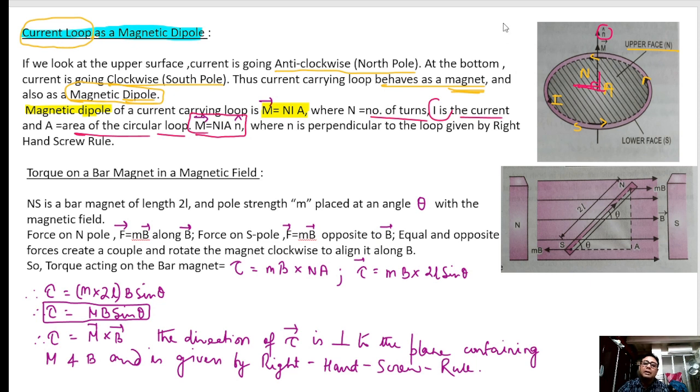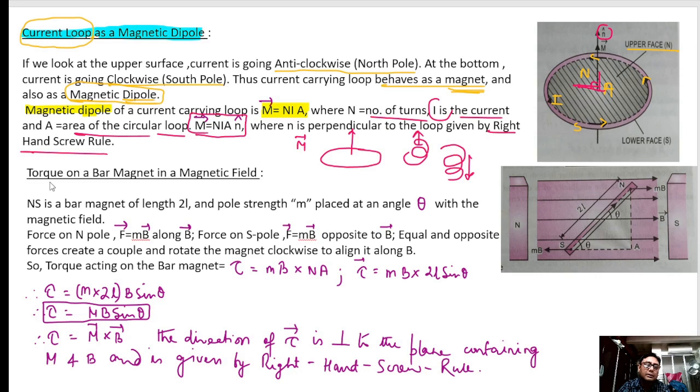The unit vector, the direction of the magnetic dipole, is always perpendicular to the surface. Please remember it. The direction of the magnetic dipole is always perpendicular, so it's a vector quantity. And how do we detect it? By the right hand screw rule. If you screw up like this, you are going up, and if you screw down like this, you are going down. So this is the right hand screw rule.